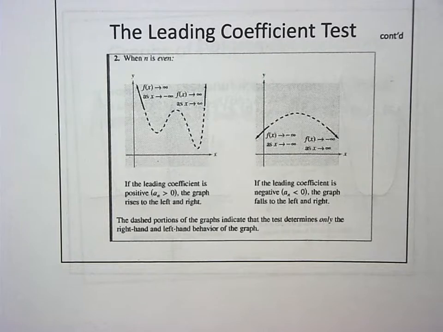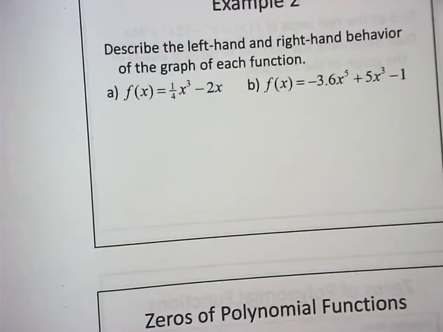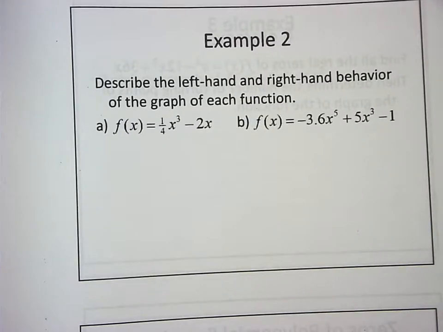Now all that's telling you is what's going on at the ends. It's not telling you what's going on in the middle here, just what's going on at the ends. But often that helps you also get a more accurate, rough sketch of these things. So what would the left and right hand end behavior of A up there look like? So it's 1/4 x cubed minus 2x. What would the end behavior be?